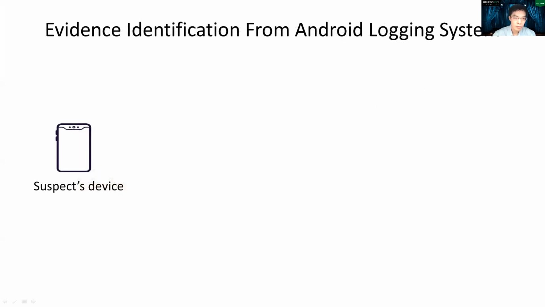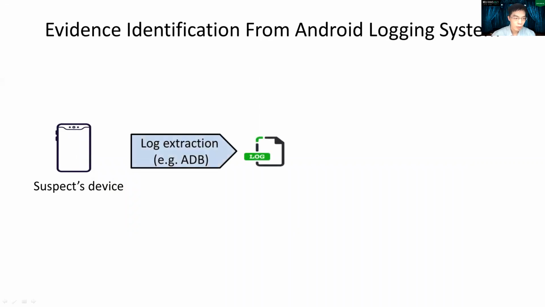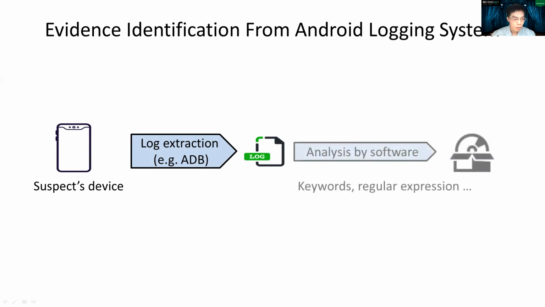Here, let's work through the scenario of evidence identification from logs. First, the forensic investigator dumps the log from the suspect device by using tools such as Android Debug Bridge. Next, with the extracted log messages, the investigator can adapt software to search by keyword or regular expression to locate and retrieve the evidence.